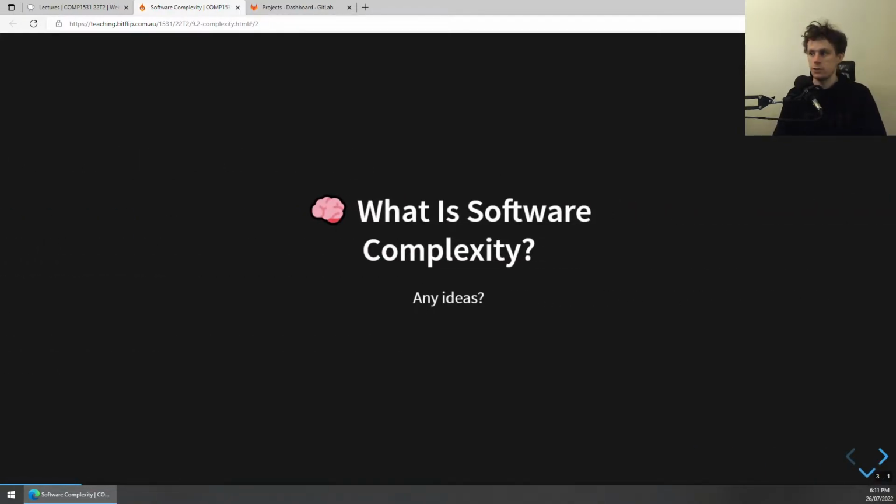Fairly straightforward. So firstly, what is software complexity? If someone said to you, describe what complex software is, not an example of it, but actually define it, what would you define it as? I'd love to hear what your best guesses would be on this one.